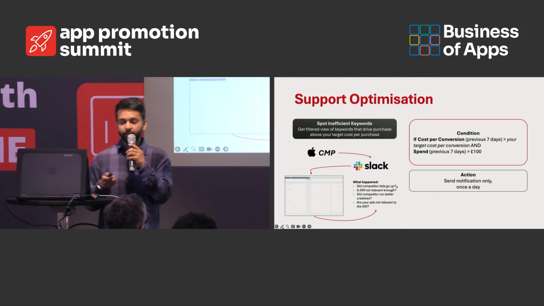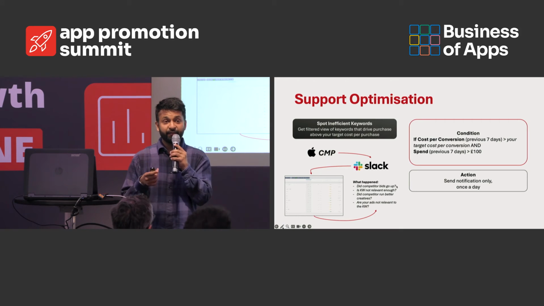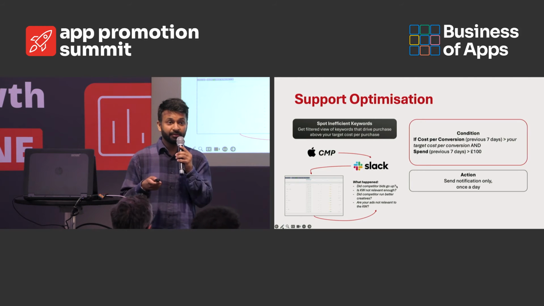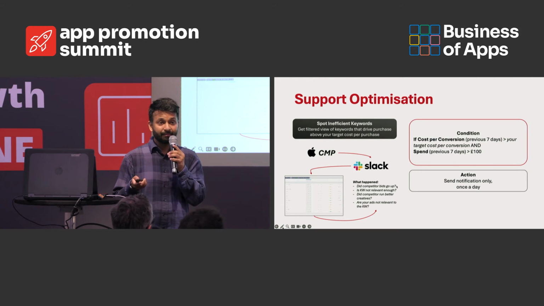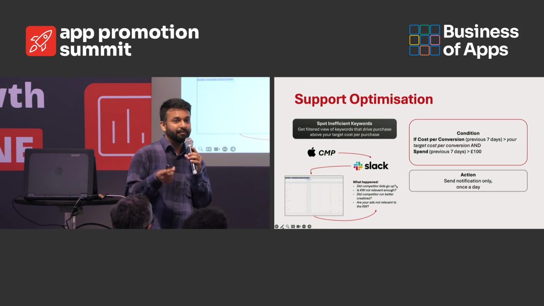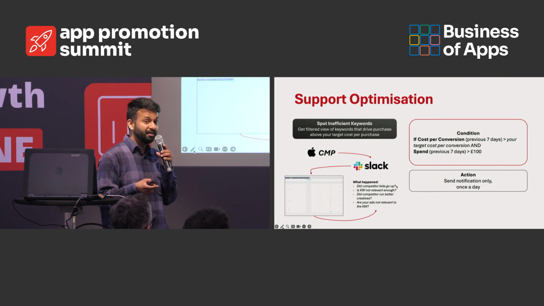And then what you need to do is understand what is making your keywords less efficient. Did your competitors start bidding up on those keywords? In that case, does it make sense to increase your bids if that keyword is too important? Or is that keyword relevant enough? If you are seeing a keyword is not that relevant and it's very expensive to acquire users using that keyword, maybe it makes sense to pause that keyword.